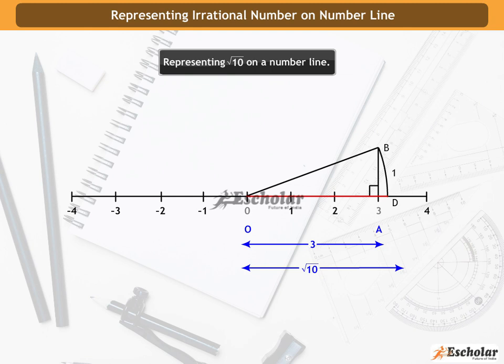Do you agree? Yes. Let us apply Pythagoras theorem in triangle OAB. OA equals 3 units and AB equals 1 unit. So the square of hypotenuse OB is equal to OA square plus AB square, that is 3 square plus 1 square equals 10. OB equals root 10 units and also OD is root 10 units. This method is faster and easier to construct irrational numbers on the number line.